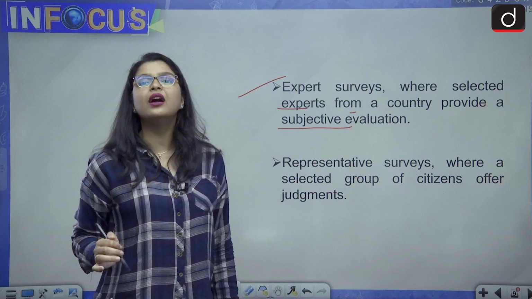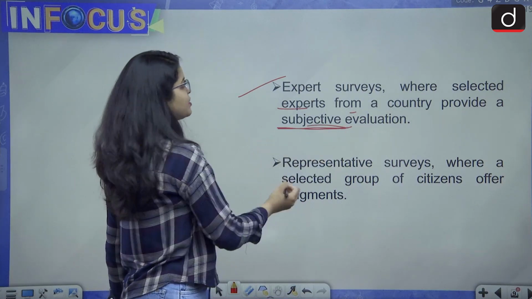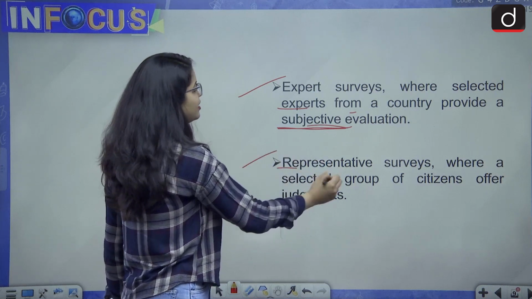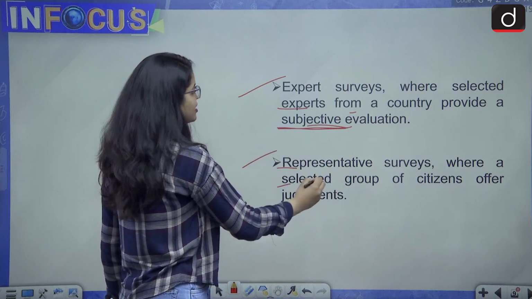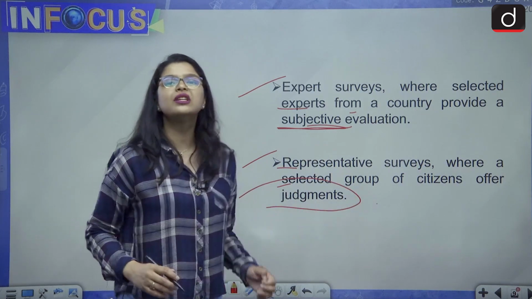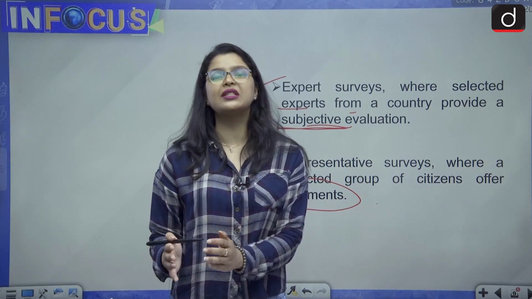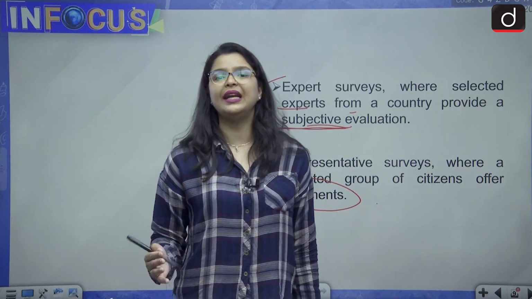So they are not providing an objective evaluation, they rely on their own subjective evaluation. And then representative surveys, where a selected group of citizens offer their own judgment. So these are the 4 broad categories on which democracy is measured on these global indices.